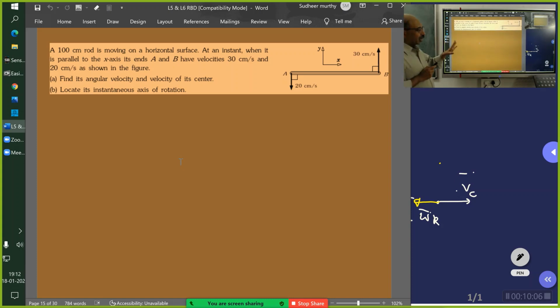So you see this rod is on a table. Right? This rod is on a table. What you are seeing is the rod, and you are seeing it from on top of the table. And there are two velocity vectors. Find the angular velocity and velocity of its center.